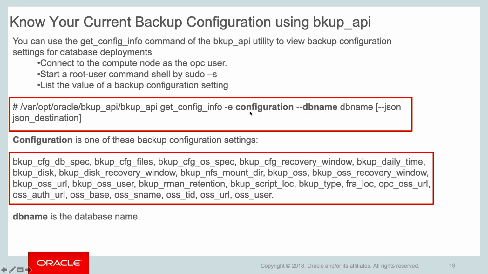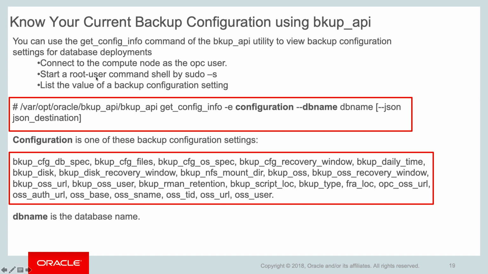Now we'll look at how you know your current backup configuration using backup API. So we've seen how to configure it, how to install it, how to do on-demand backups, how to do restore. But there are situations where you want to modify your backup configuration. So you need to know what are the different values which are effective in your Exadata environment.